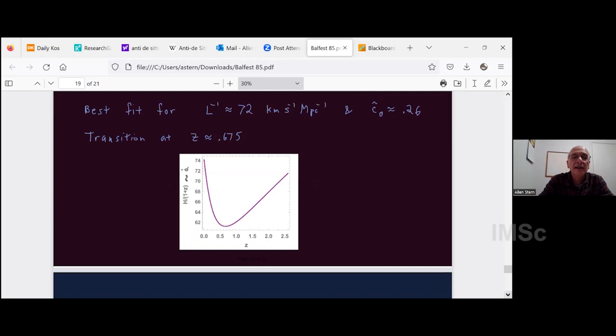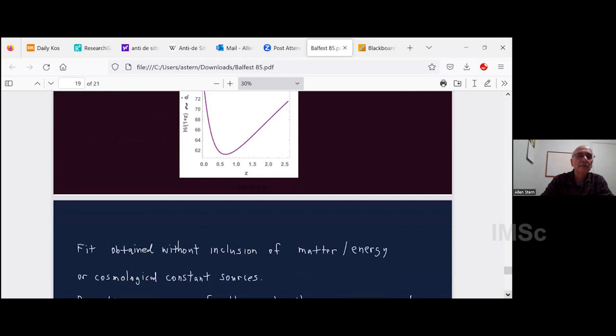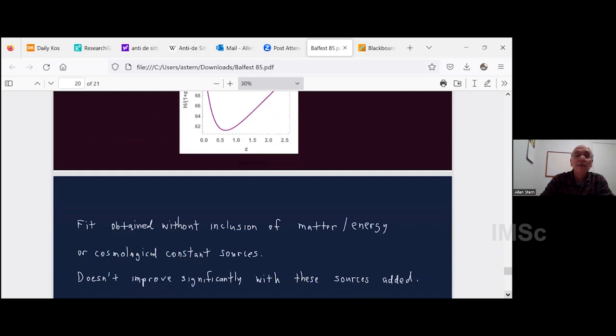One gets this transition to occur at a redshift parameter around 0.675, and that's pretty close to what you get in the standard lambda cold dark matter model. So this model agrees quite nicely with the standard model of cosmology. As I mentioned before, the fit was obtained without the inclusion of any other sources, just this source I call TRT, and doesn't include any matter component or any cosmological constant component.